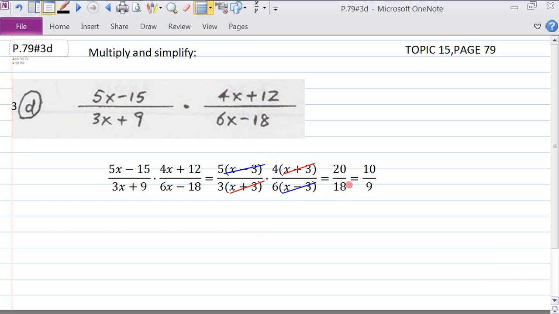I've got 5 times 4, that's 20. 3 times 6 is 18. Now, if you left it like this, you haven't reduced it as much as possible. And you may remember that I stressed, when you get to the end of the problem, ask yourself, can you reduce that even further? Well, I can divide 2 into this number, and I get 10. And I divide 2 into this number, I get 9. So there's a common factor 2 for these, and this reduces to 10 over 9. So that completes the problems that we're going to do on page 79.